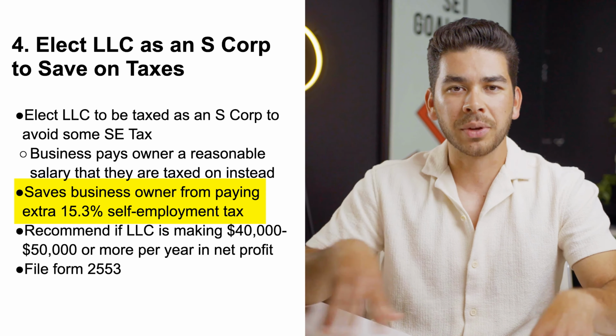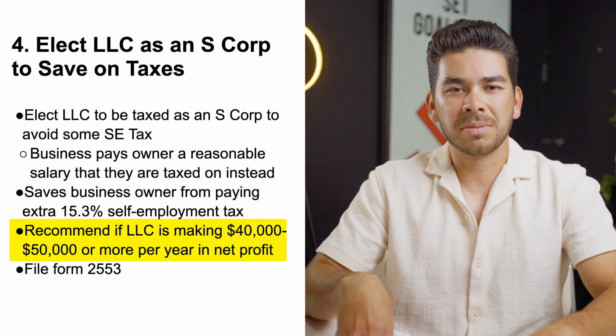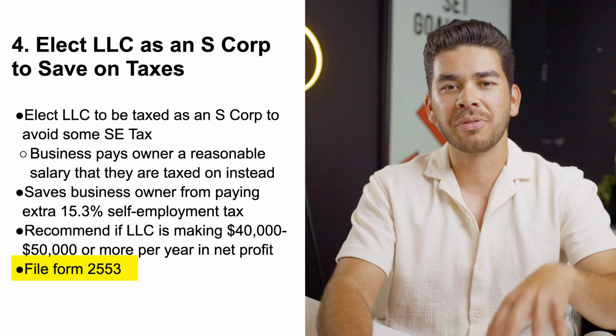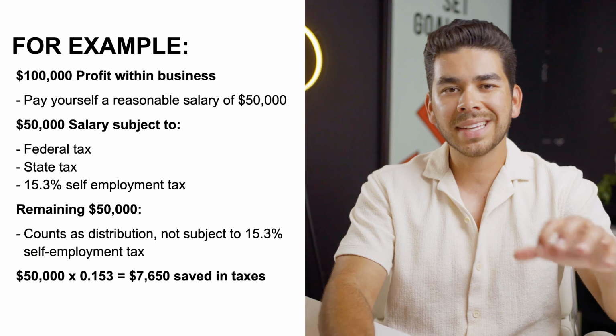This saves the business on paying that 15.3% self-employment tax on the money that is not going to the salary. We'll do a little example here in a second. We recommend this if your company is making between $40,000 to $50,000 in net profit a year or more. To do this, you'll file Form 2553. So let's get into this example here.